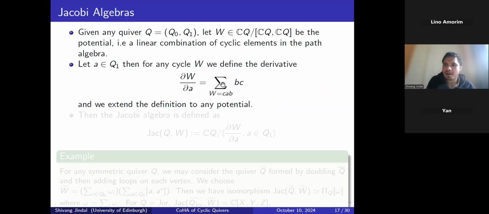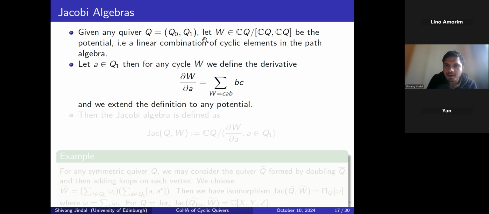Now, given a potential, for every arrow in the quiver, one can define a non-commutative derivative. For any cycle W, we take this sum. You look at the arrows in this cycle, and for a cycle which looks like CAB, for this arrow A, you take the sum over BC. This defines a non-commutative derivative, and then you linearly extend it to linear combinations of the cyclic elements.